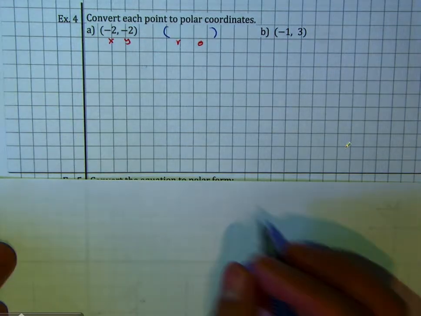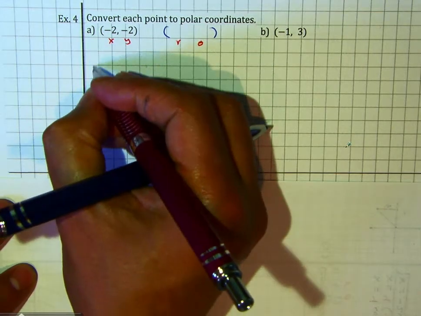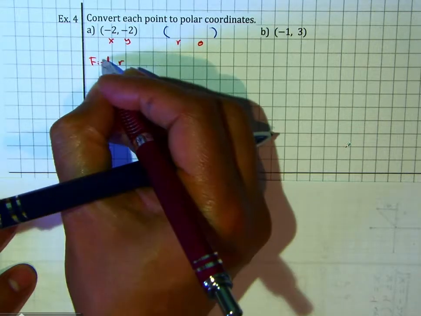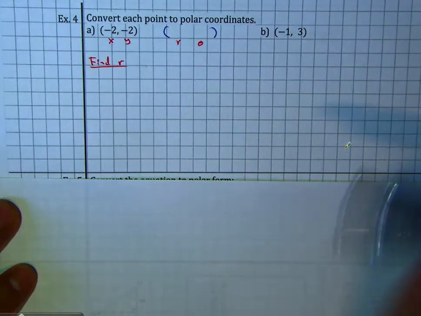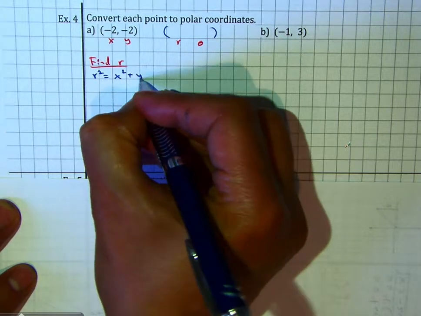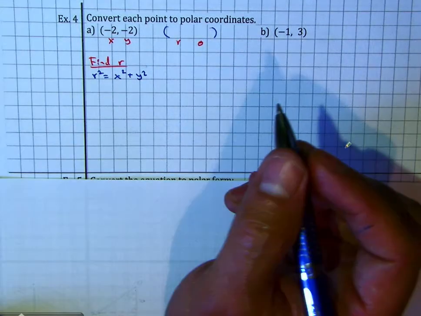So therefore, how do I find r? Let's go and find r first. To find r, it will be r squared equals x squared plus y squared. Before you saw that r equals the square root of x squared plus y squared. Same thing.